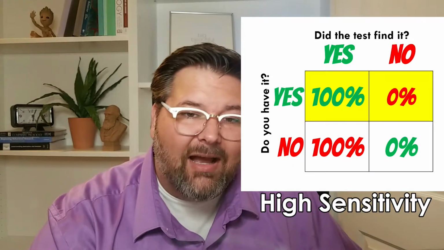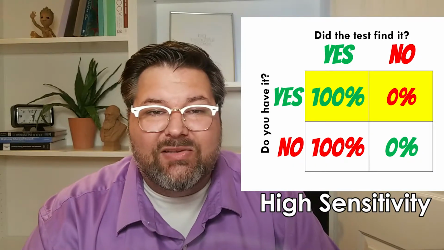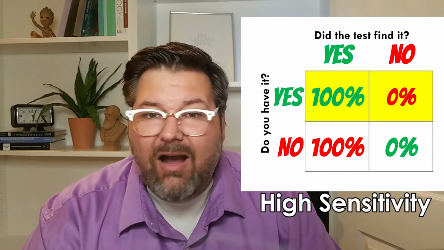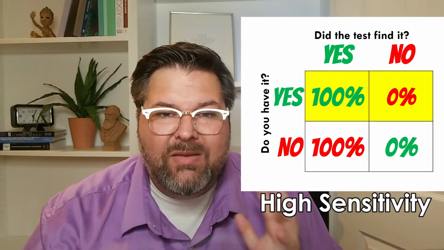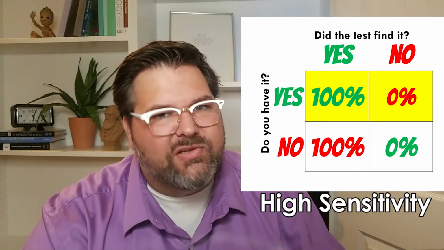But there's a problem to watch out for. If I create a test for, say, narcissistic personality disorder that simply asks one question, do you drink water? If you look at the top row, I'm going to be accurately diagnosing everyone with NPD 100% of the time. In other words, my test would have maximum sensitivity. Of course, you see the problem here.